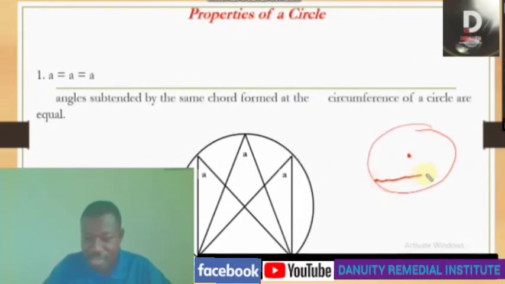This is a chord. How we agree from what we said. And watch what I'm doing. I'm drawing a triangle subtended by the chord.